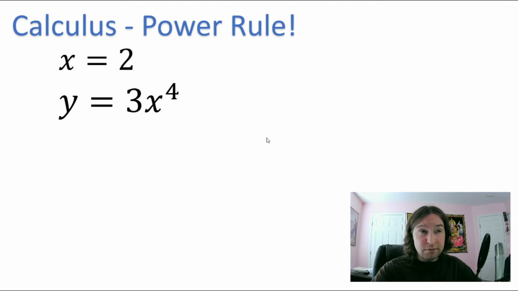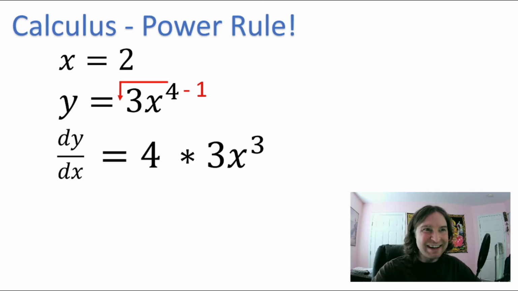So to do that, bring the exponent 4 down next to the coefficient, and subtract 1 from the exponent. So that's the power rule. Pretty easy. So this is what it looks like. That's the derivative.